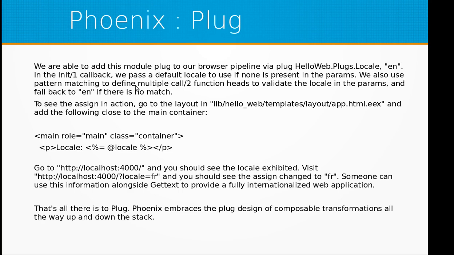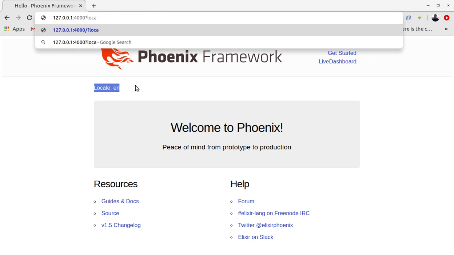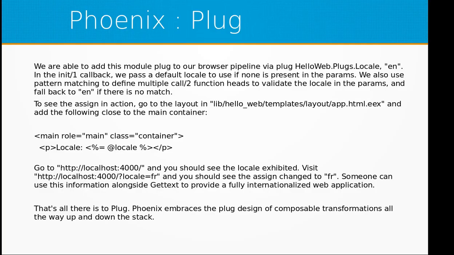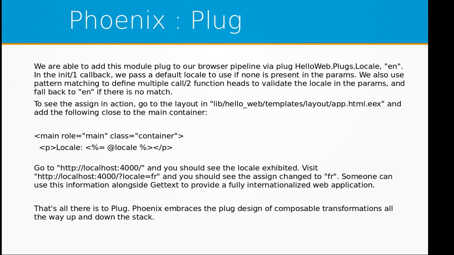Now what if I pass in locale as a parameter to our web page as French, that is fr, and let's see what comes in. Okay, now we have fr as our locale. Someone can use this information alongside gettext to provide a fully internationalized web application.